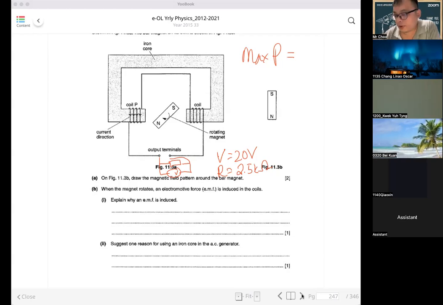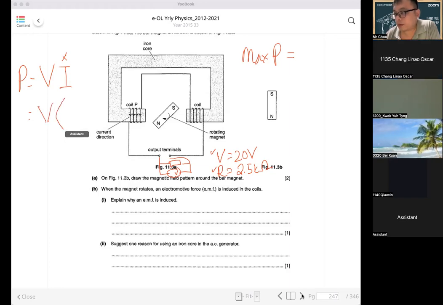So what's the formula you use? Power is equal to VI. But I only have V and R. I don't have I. So what do I do? Okay, Oscar, you may go. Can I convert I to be equal to V over R? Then you get V square over R. So what's your answer? Once you do this, you should get the answer. Okay, Yu Ting, you may go.